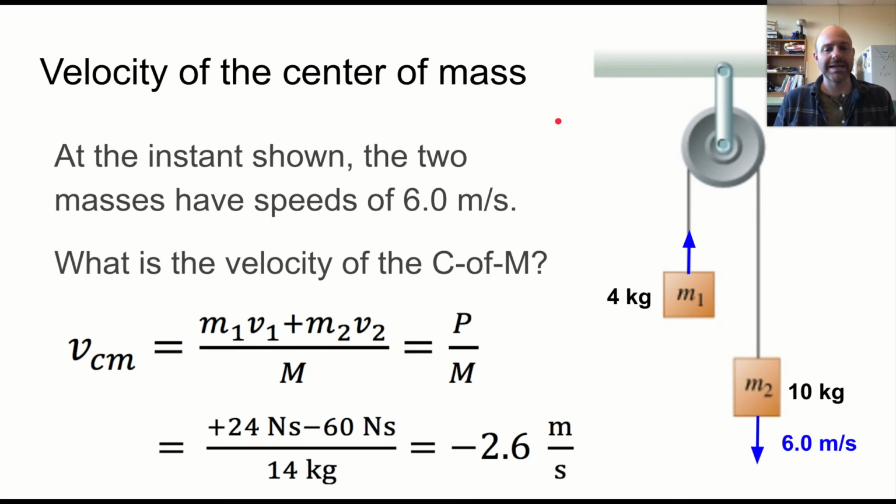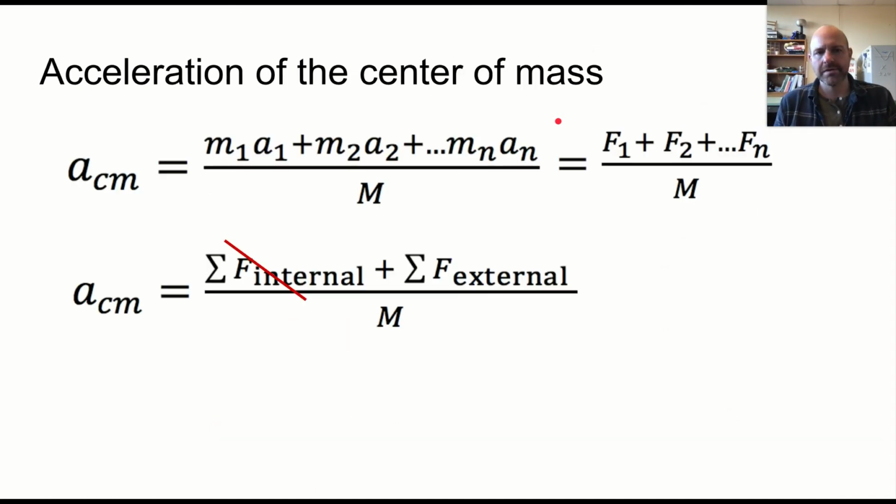We can find that, and it ends up being negative because the larger mass is moving down. The smaller mass is moving up. They're both moving at the same speed. But the big thing here is that the bigger mass, which has more momentum, dominates the situation. So there's the center of mass, and it is moving down. It's closer to mass 2 for obvious reasons. But it's not moving down as fast as mass 2 is because mass 1 is also moving up.